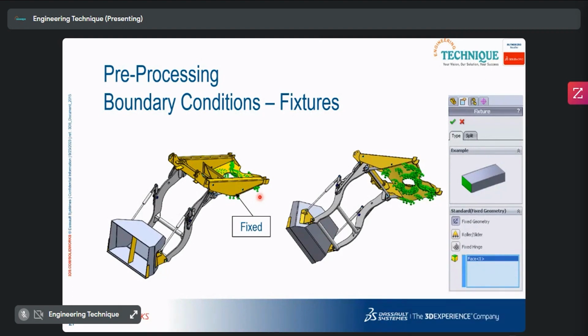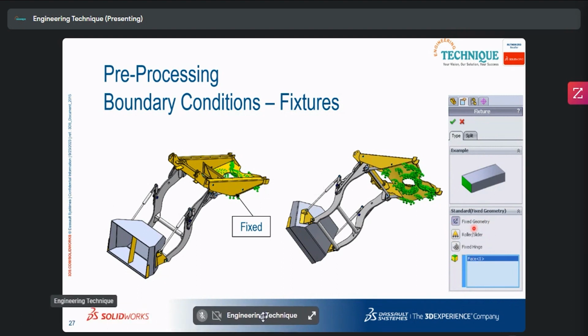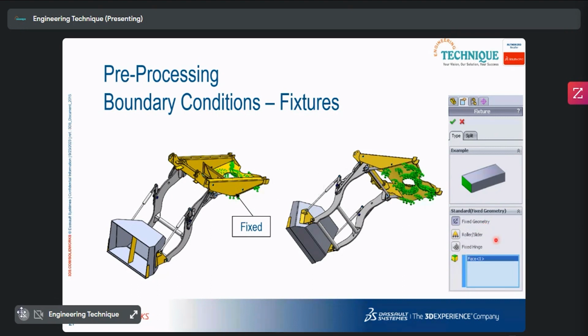So what we need to do is provide one restriction. We need to fix that part so it will deform accordingly. You can see in this GUI that three types of fixtures are available in SolidWorks: fixed geometry, roller and slider, and fixed hinge.